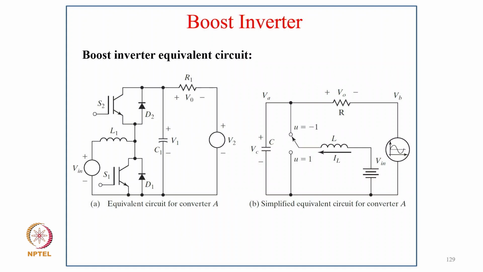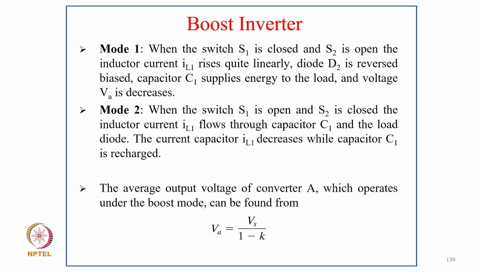And this is the boost inverter equivalent, and typically how it really works, and the simplified equivalent circuit for converter A. So in mode 1, when the switch S1 is closed and S2 is open, the inductor current IL1 rises quite linearly, and diode D2 is reverse biased, and capacitor C1 supplies the energy to the load, and the voltage VA decreases. And in mode 2, when the switch S1 is open and S2 is closed, the inductor current IL1 flows to the capacitor C1 and the load through the diode, and the inductor current IL1 decreases while the capacitor is charged.